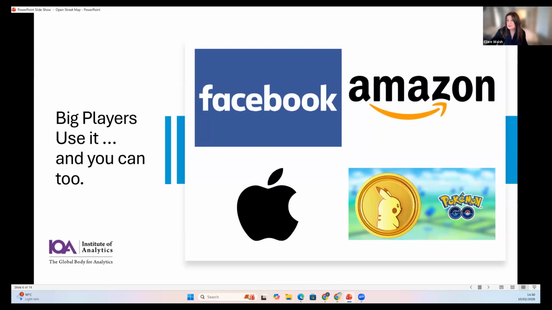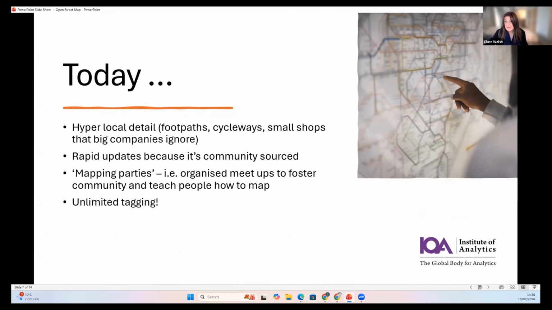And you can see we've got a range of services here. We've got Facebook sharing information about businesses. We've got Amazon using it for delivery. We've got Pokemon Go using it for gaming. I'm not sure what Apple are using it for, quite honestly. They're doing something with it.